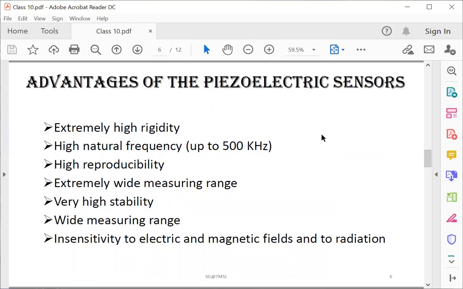So there are meaningful advantages, namely extremely high rigidity materials, and with rigid material, a high natural frequency. You can get up to 500 kilohertz with the piezoelectric materials. If you make a sensor, it has high reproducibility. It has an extremely wide measuring range, so that means the full scale is very wide. You can get very high stability and a wide temperature range is also there.